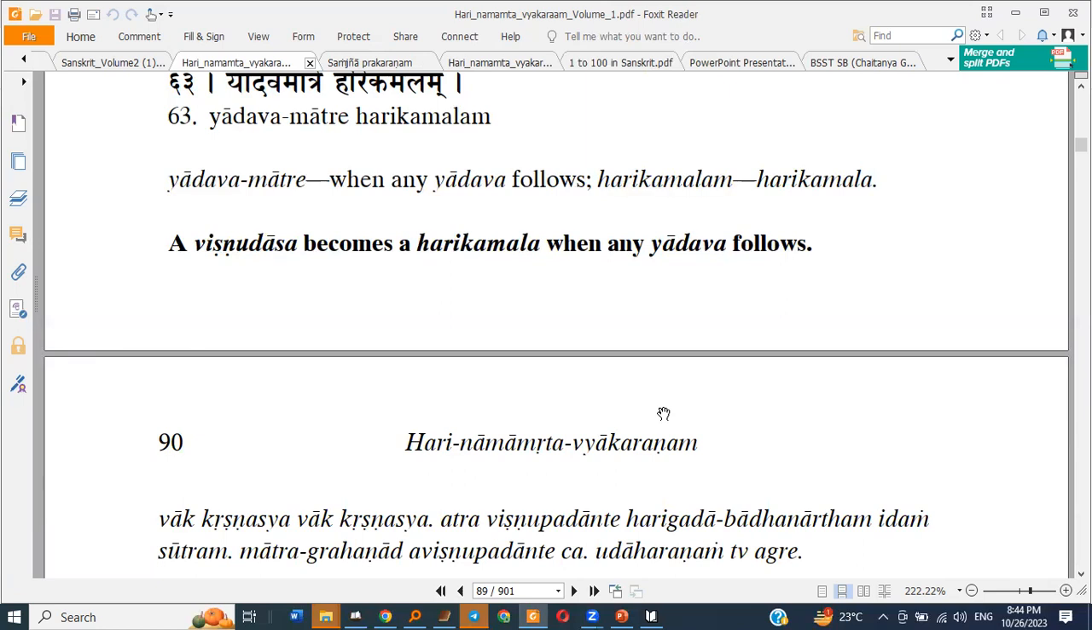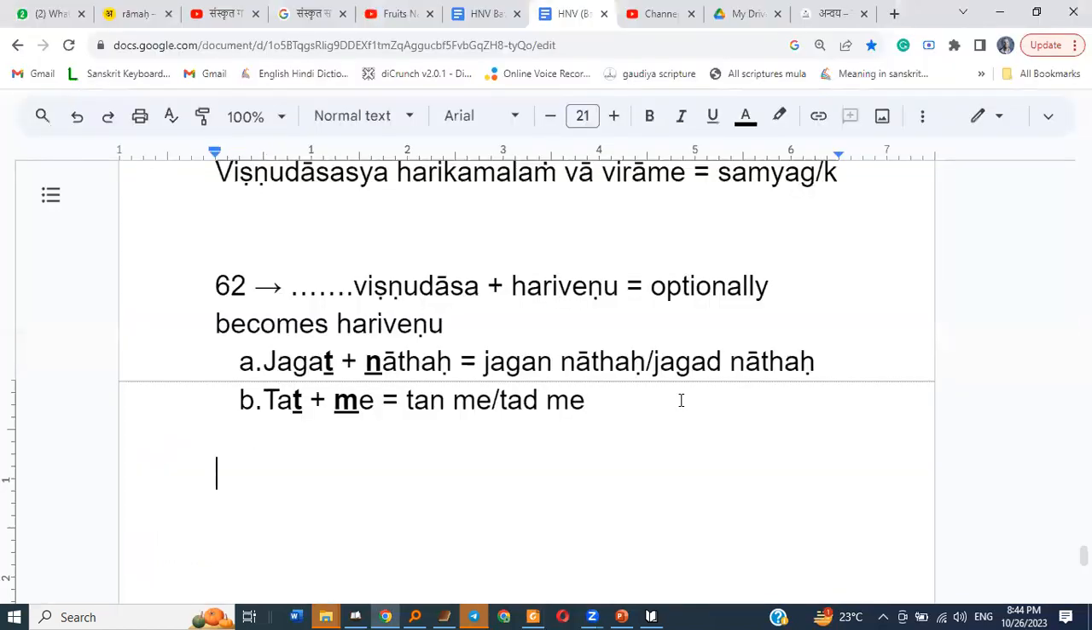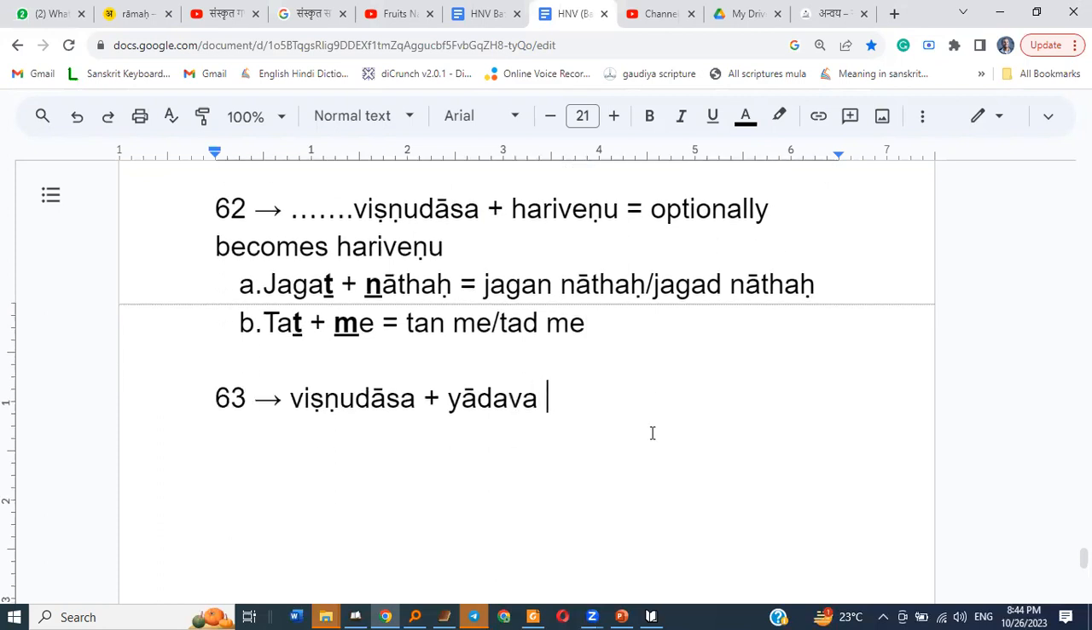So Gopalas were Hari Gada, Hari Ghosha, Hari Venu, Hari Mitra, and Ha. And the rest are the Yadavas. So Hari Kamala, Hari Khadga, and Shauri, Shasa. So the sutra says, if there is a Vishnu Dasa at the first place, followed by any of the Yadavas, then that Vishnu Dasa will become or will remain a Hari Kamala.